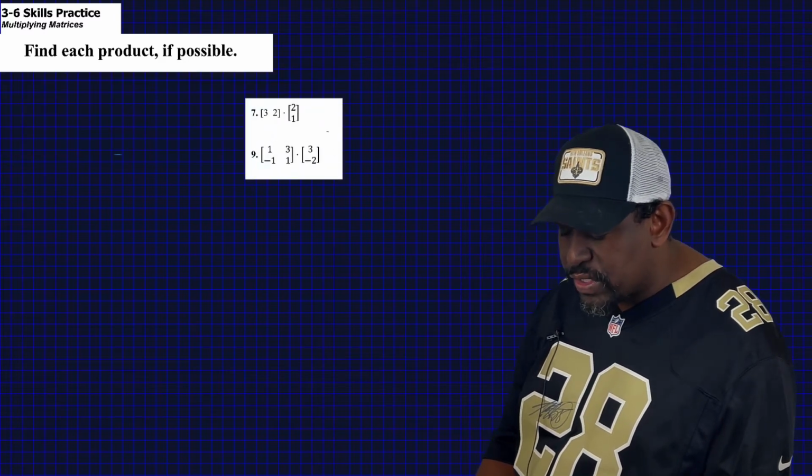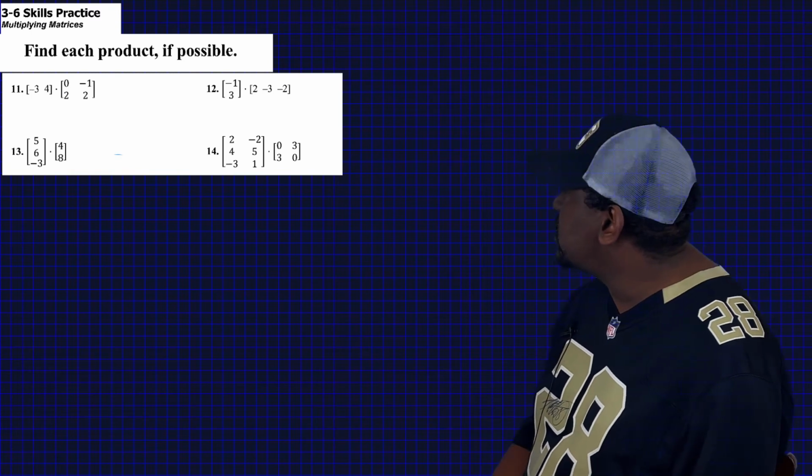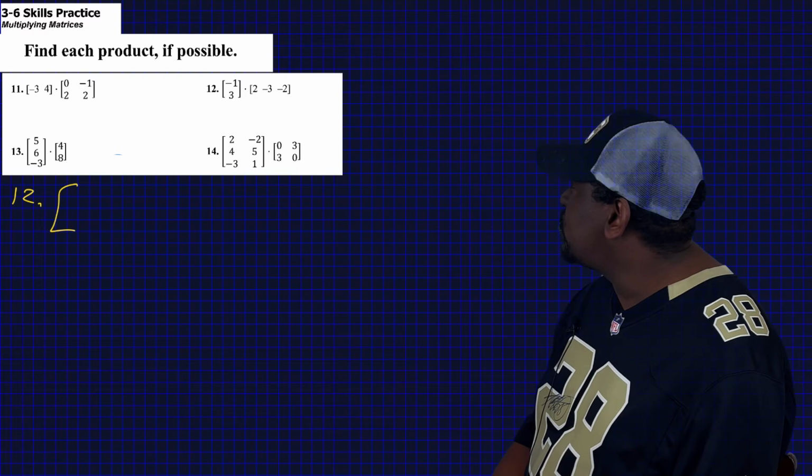So good, we did an example that does not produce a product. It's good to be able to identify those, and I'm sure you'll see more of those in the examples you do for your homework. You'll see some examples like that. So now we'll go to another group. We'll go to problems 11 through 14, and we want to find a product if possible. So which one do you think the NOLA Mathman is going to do? Well, let's do number 12.